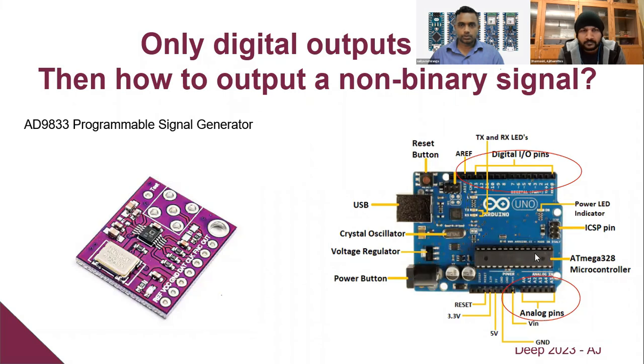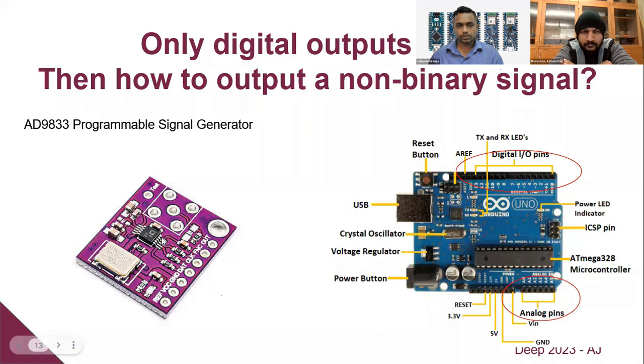So the Arduino board only has digital outputs. So we have to find a way to convert these binary signals into analog signals. Sometimes when we need to use analog signals, the most popular way is to use a signal generator like this. This chip can be connected to Arduino, and you can control this board through the Arduino board.